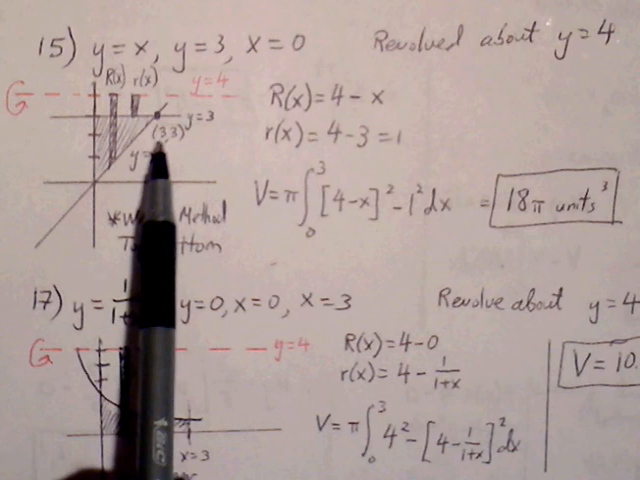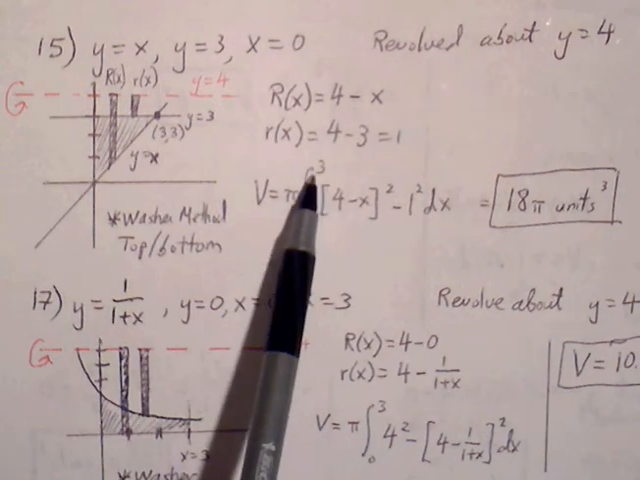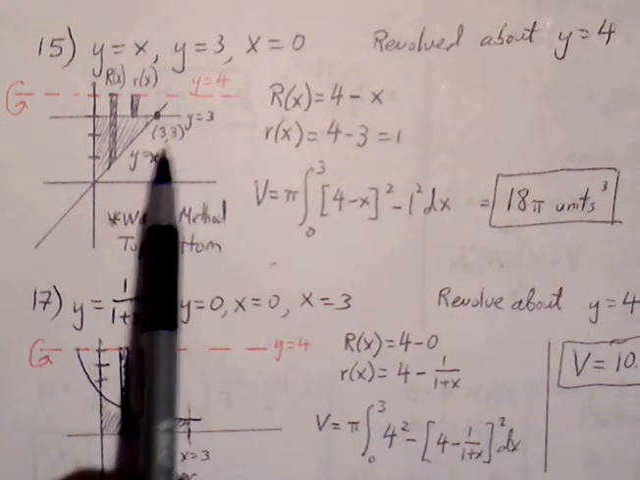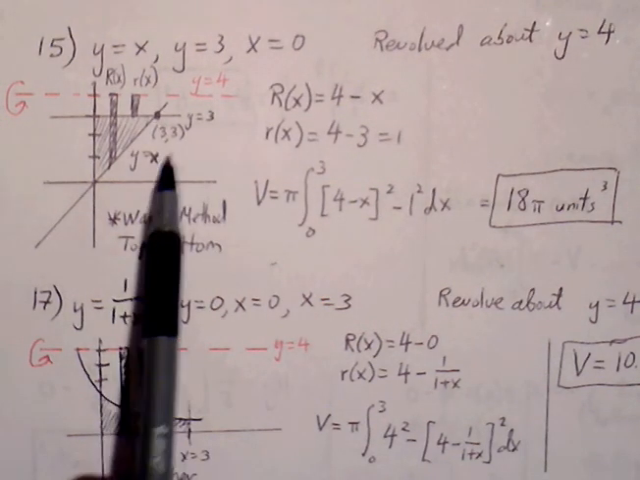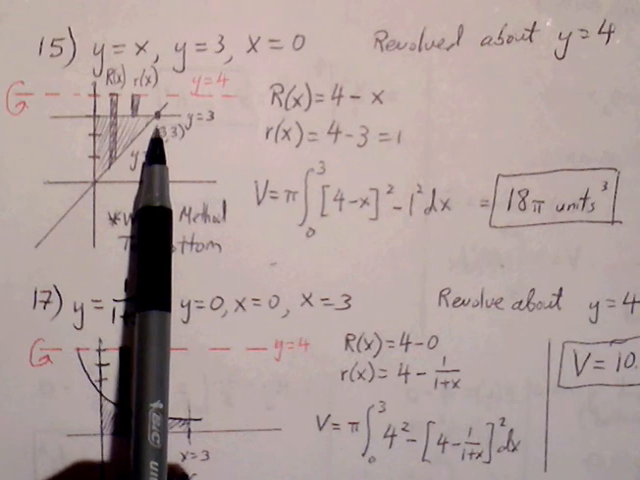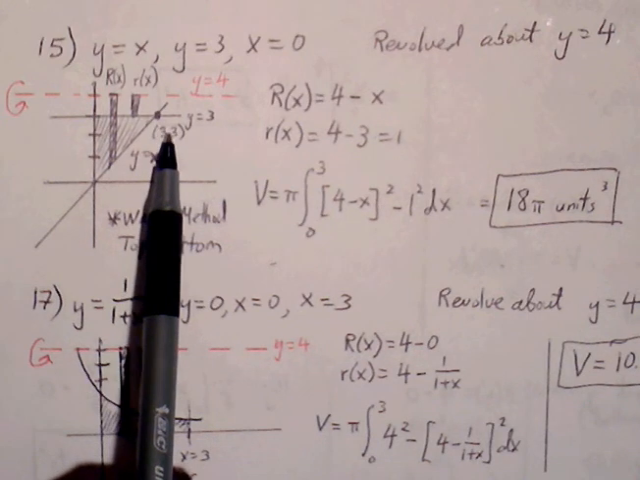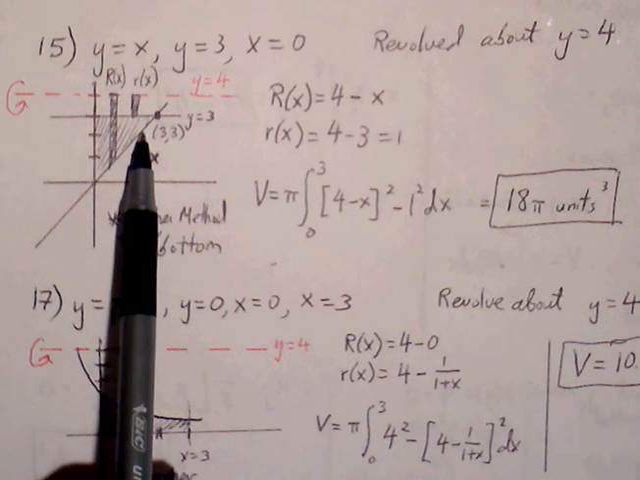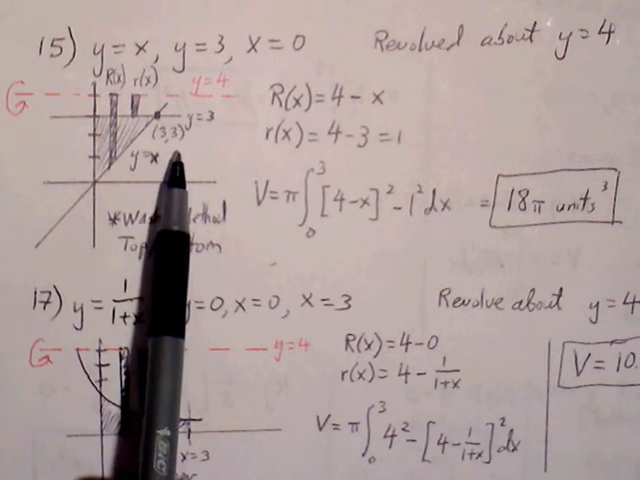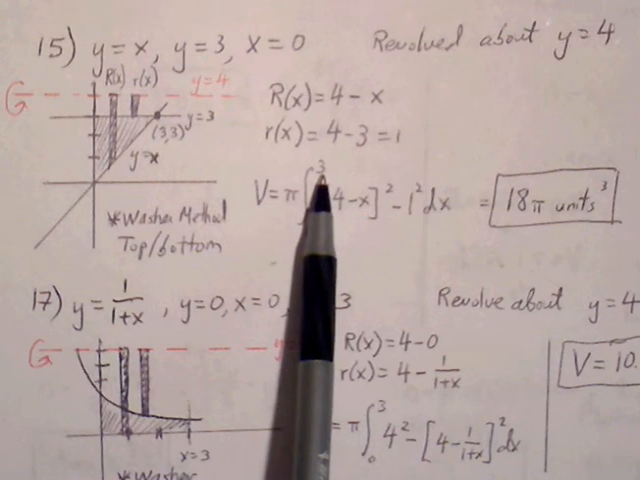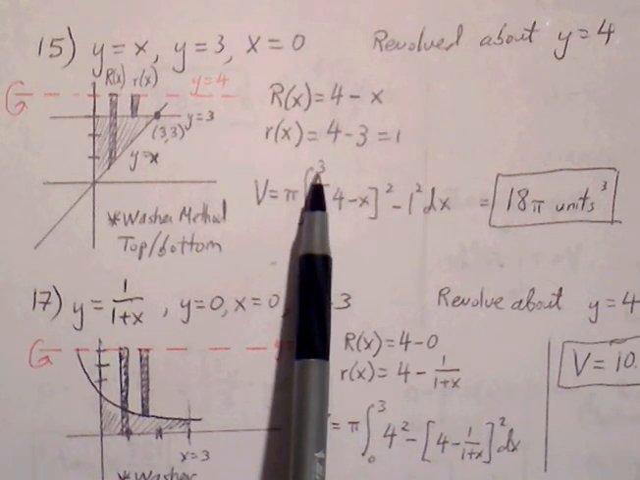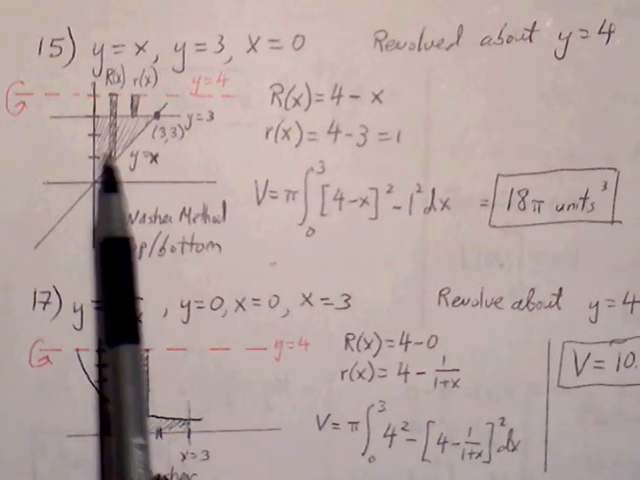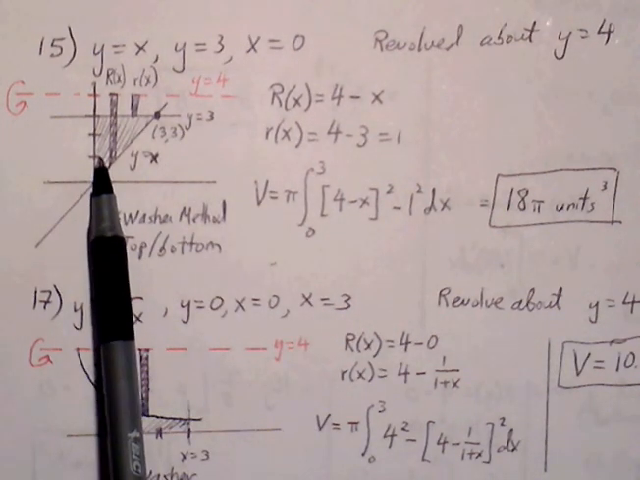But just keep in mind that this 3 is not referring to the y value. This 3 is coming from the fact that we're setting these equations equal to each other, and it is the x value of 3. It just so happens that because it's y equals x, every ordered pair in the first quadrant is going to have the same x and y value. But just keep in mind, you're looking at the x value here, not the y value. Many times you have to find this yourself if you can't pick it out from looking at the graph.